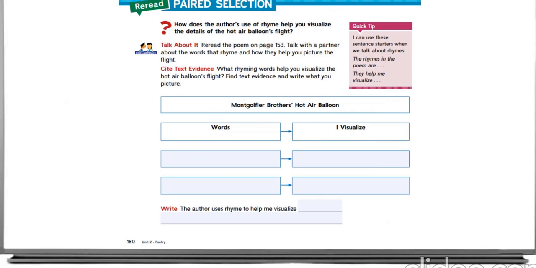So here we have a chart for you to fill out. It says Montgolfier Brothers Hot Air Balloon. Words and I visualize. So what are the words that help you visualize something in the poem? And where it says write, the author uses rhyme to help me visualize. Remember, visualization is when you're painting a picture in your mind. Quick tip. I can use these sentence starters when we talk about rhymes. The rhymes in the poem are, they help me visualize.